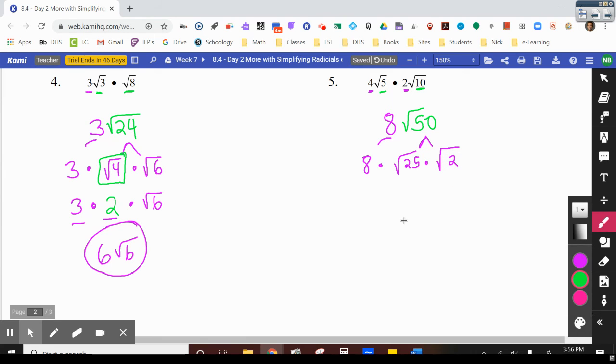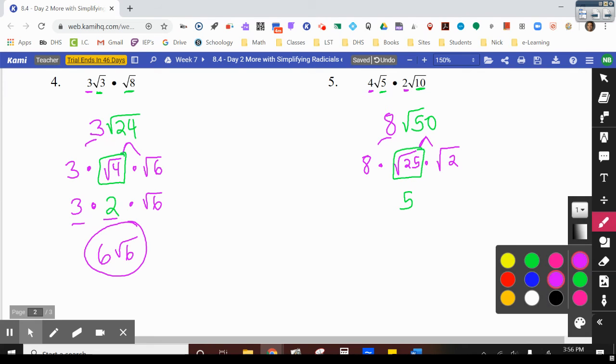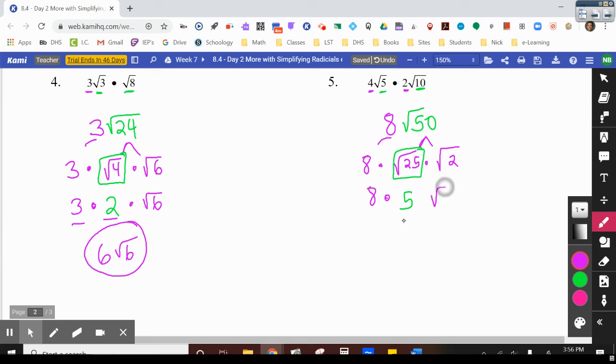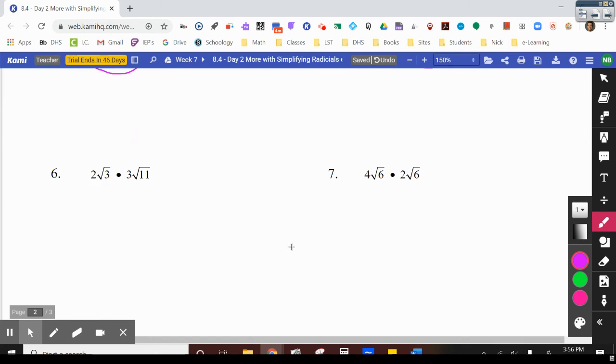And now I'm ready to do some simplifying. Here's my perfect square. That turns into a 5. This 8 is going to come down. Now I'm going to use this 8 times 5. I'm going to keep that rad 2 as a rad 2. 8 times 5 is 40, rad 2. My completely simplified solution here. Awesome. All right, we've got 2 more to do here. Hopefully this is making sense.